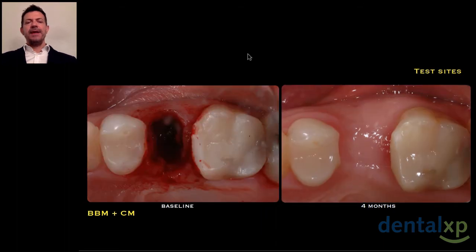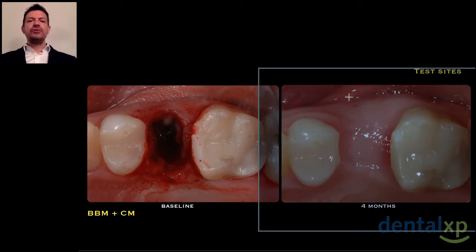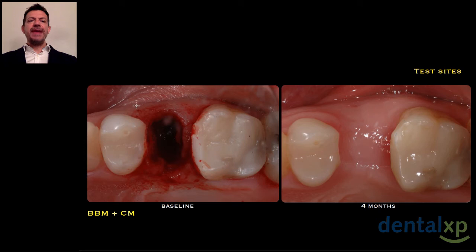This is another premolar. This is the same case, and we can see on the left the image at baseline, and on the right the same image after 4 months. So the profile and the soft tissue contour of the ridge remain pretty stable.